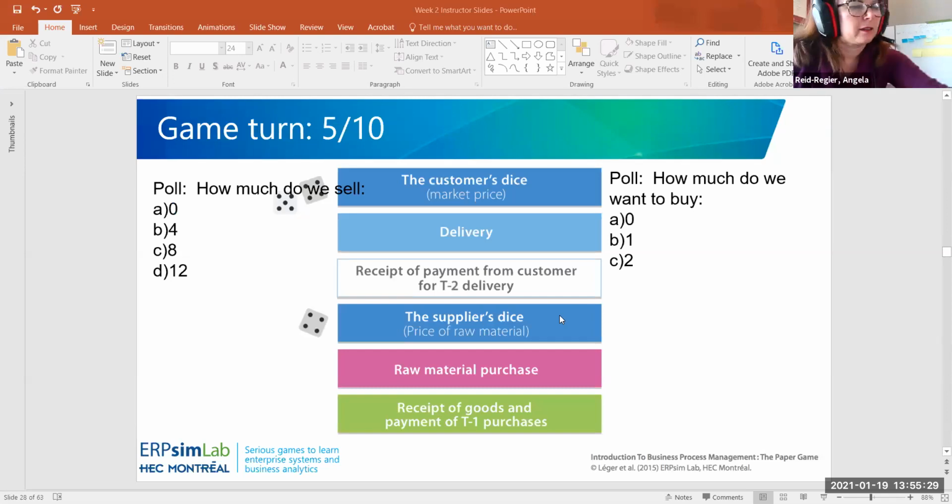So let's go to round 5. I'm going to shake the dice. And in round 5, we can sell to our customer for $8. Okay, so here's our sales order. How much do you think we should sell to the customers? 4, 8, or 12? I'm going to put 12. Okay, so there's our sales order from our customer, and we are into round 5, turn 5.